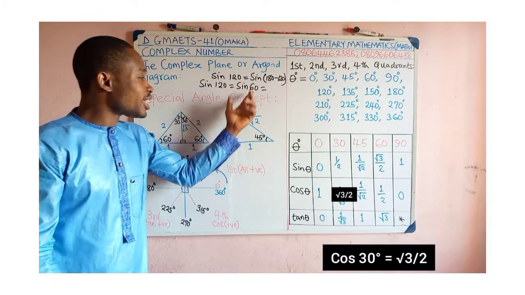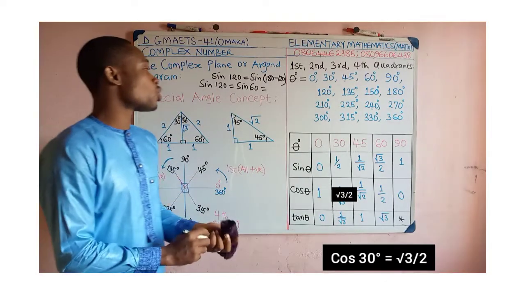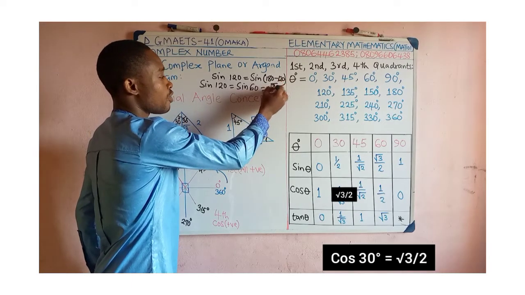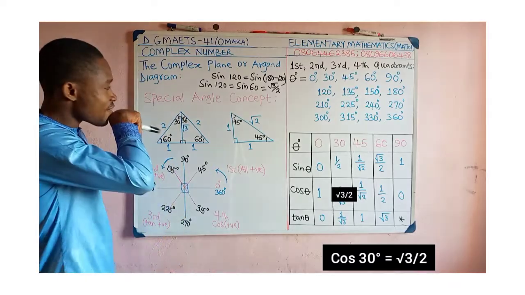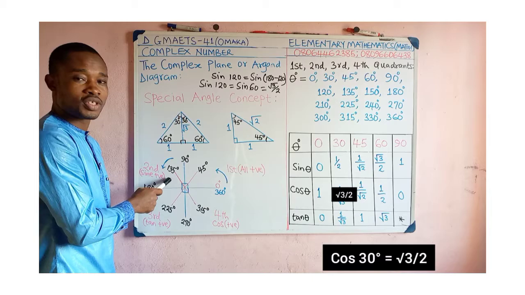And I know the value of sine 60 to be root 3 over 2. Therefore, sine 120 is also what? Root 3 over 2. So you see how we obtain that. Take note that 120 is in the second quadrant. Sine in the second quadrant is positive.